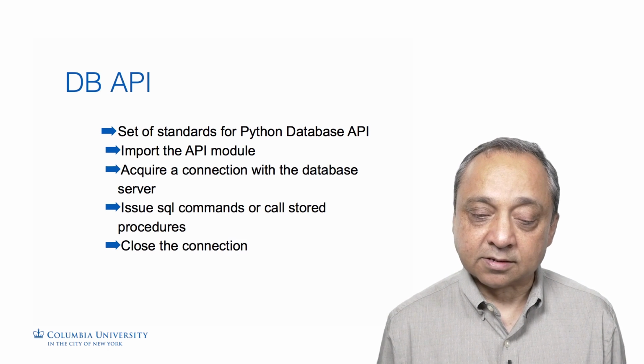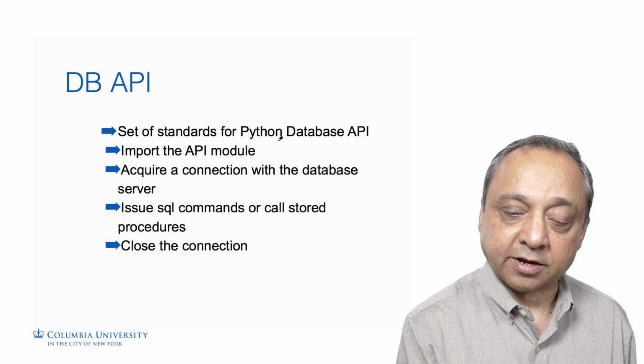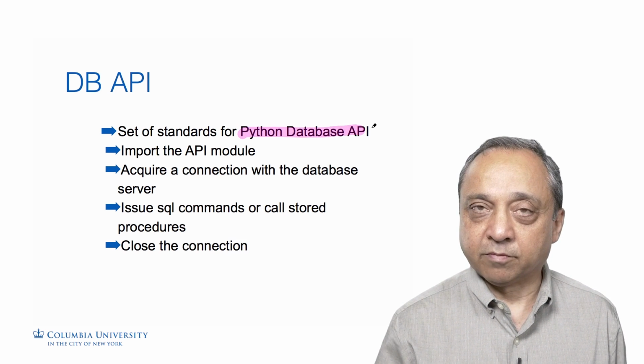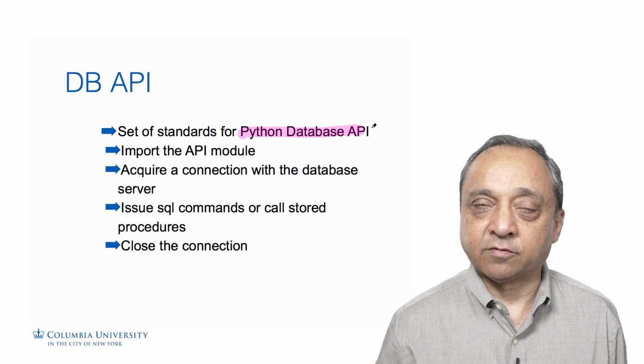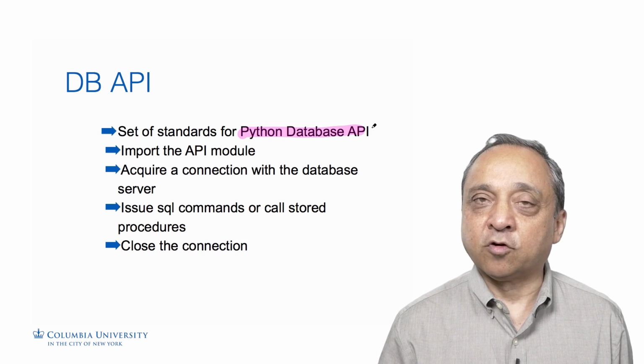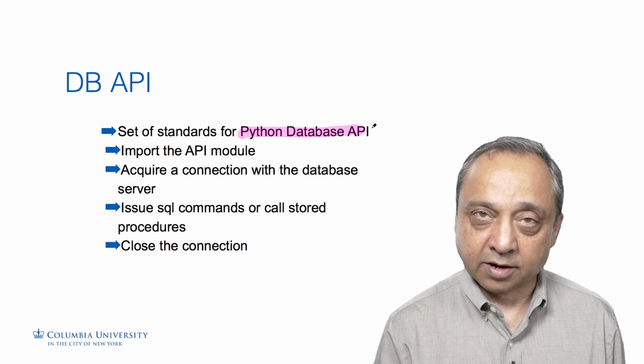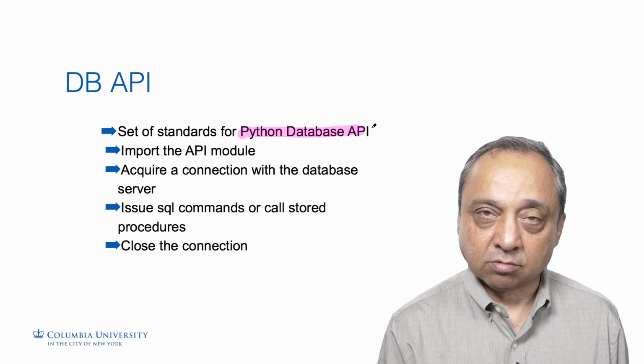There's a set of standards that have been set down for a Python database API, and we follow that standard. If you move to a different server, you're going to have to again look for the equivalent API commands that will connect you to that server itself. So what do we do?